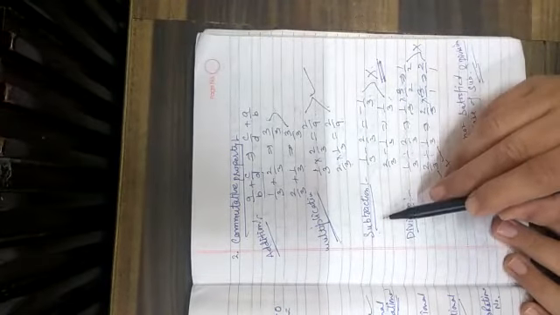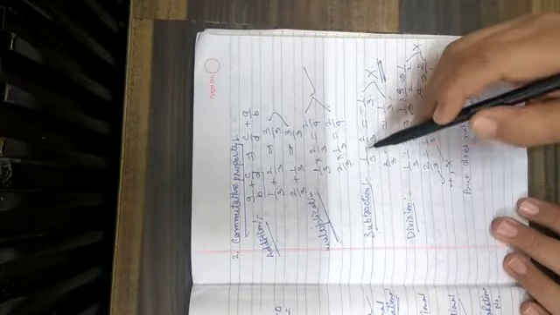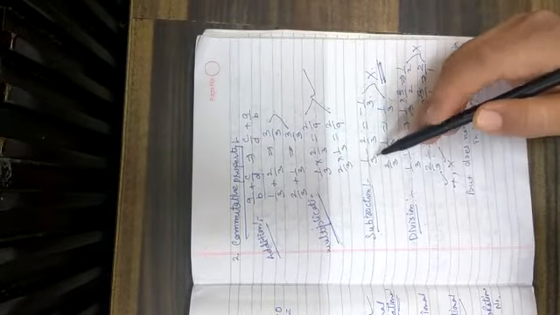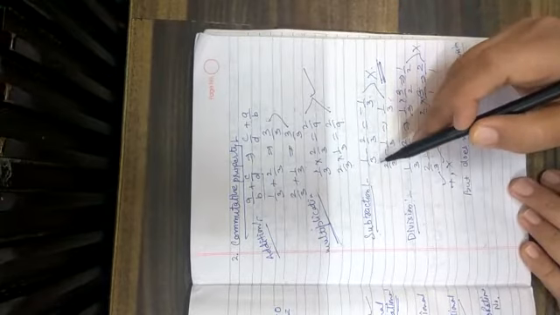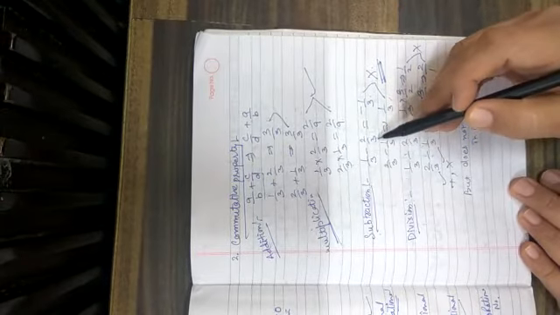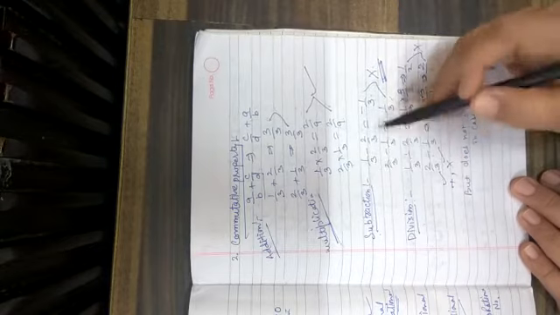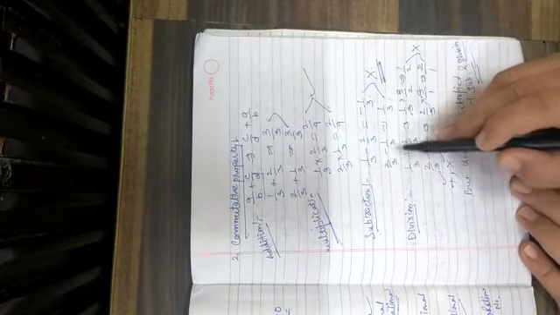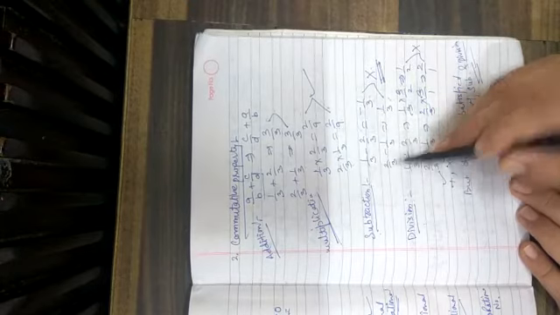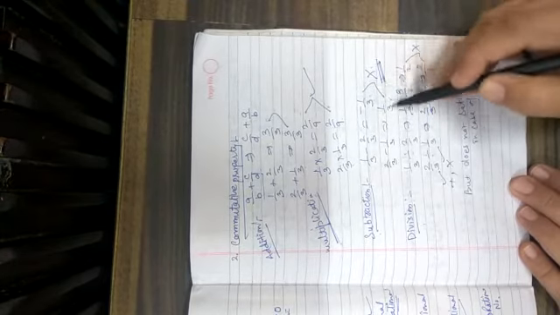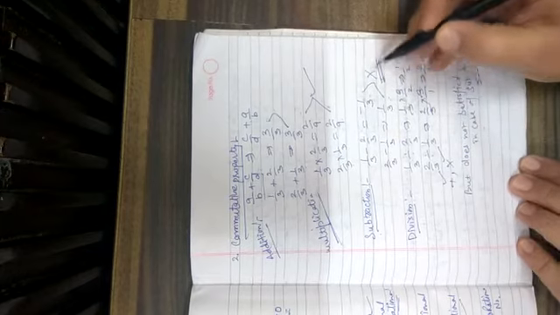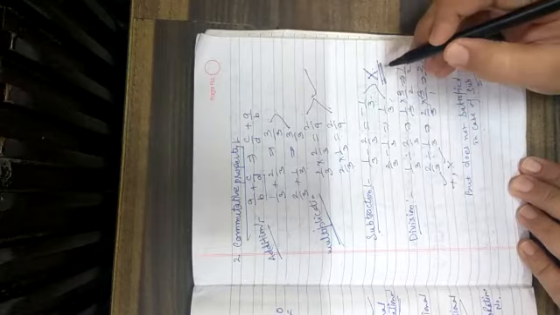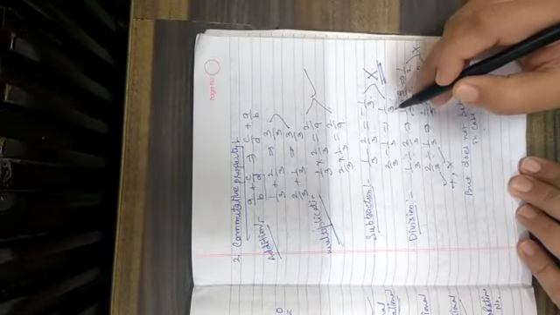Now in case of subtraction, we are taking same examples. 1 by 3 minus 2 by 3. You know, if we subtract 2 by 3 from 1 by 3, we get minus 1 by 3. But if we subtract 1 by 3 from 2 by 3, we get 1 by 3. So both the answers are different. It means commutative property does not satisfy in case of subtraction.